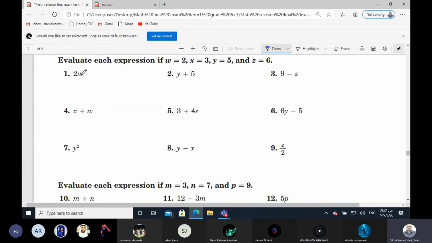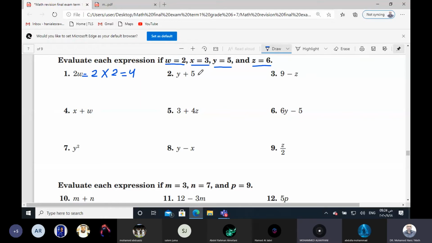Okay. Evaluate each expression. We have here the variable w equals 2, the variable x equals 3, the variable y equals 5, and the variable z equals 6. And we want to evaluate. Here we have 2w. What is the meaning of 2w? 2 times w. What is the value of w? It will be 2. So 2 times 2 will be 4.